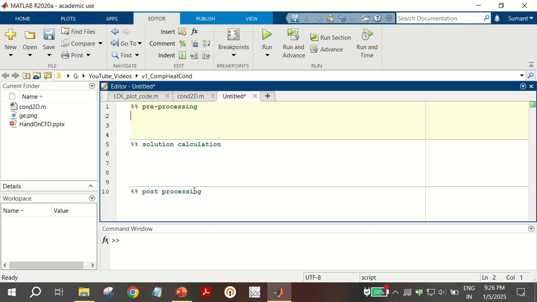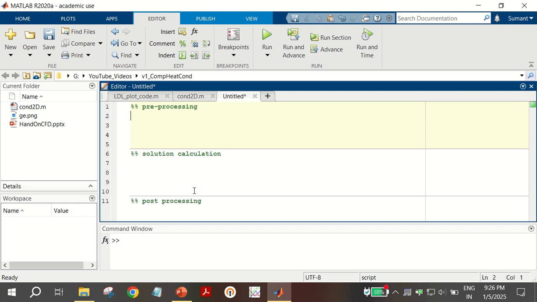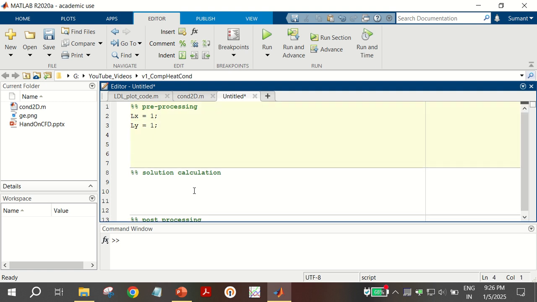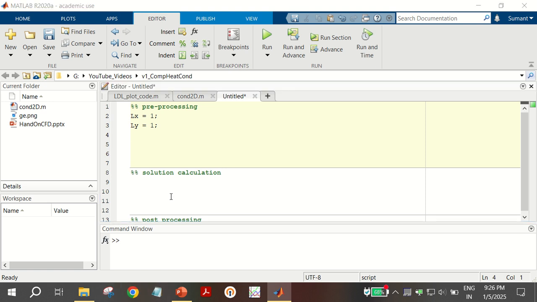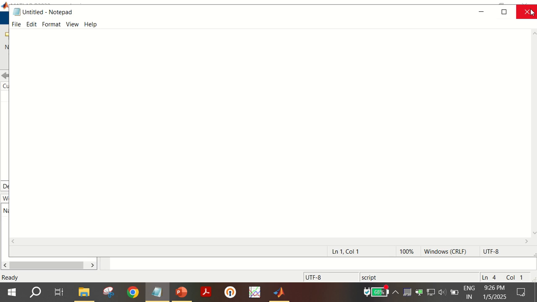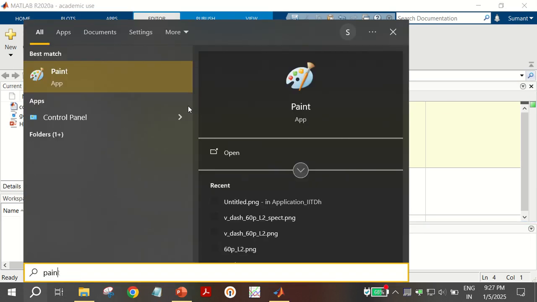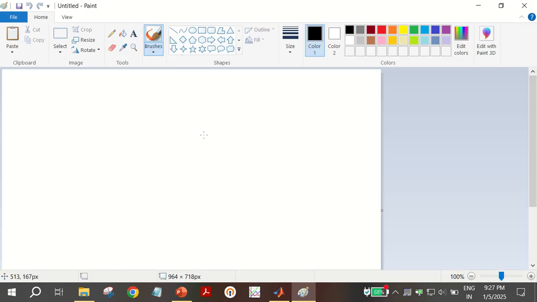Now pre-processing, what do you do? You define the domain. So let me define the length of the plate, the width of the plate. Then what else, I need to divide this domain into some grid, right? So basically, let me pull up Paint. So basically you have this square plate, something like this.